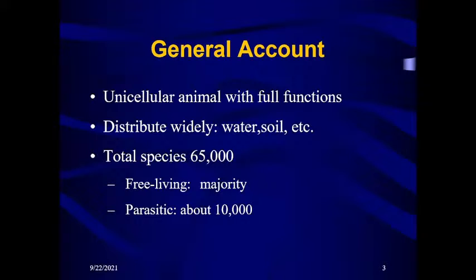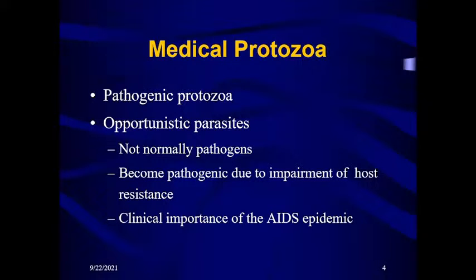Amoebae are unicellular organisms with full functions. The distribution is wide, in soil, in water, other surfaces. There are more than 65,000 species, and I know you've covered this in parasitology, and the majority are free living, and the ones that are parasitic are about 10,000 species. That's a lot. Pathogenic protozoa, the majority of them are opportunistic parasites. They are not normally pathogens, but they become pathogenic due to impairment of host resistance. And here you have clinical importance in HIV or AIDS patients.